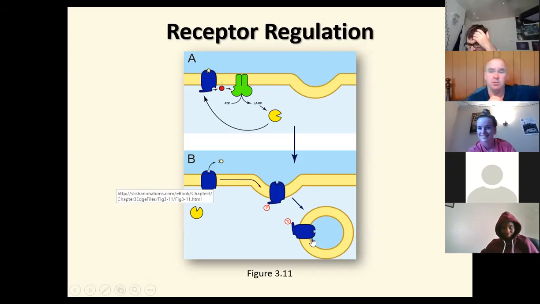If you take the stimulus away, they'll go from that internal pool back up into the membrane, and then you get back to normal. And on the other side, if you understimulate, the cell will put more receptors out there in order to get some stimulation out of the neurotransmitter. So it goes in both directions.